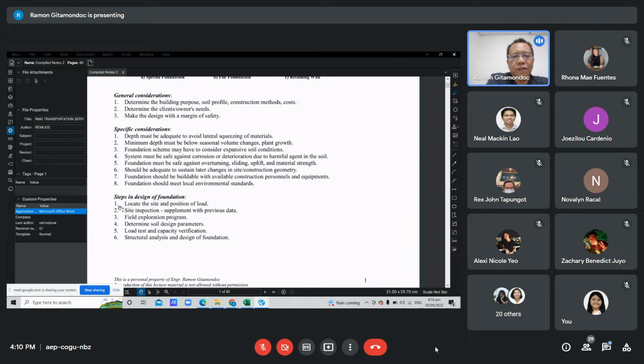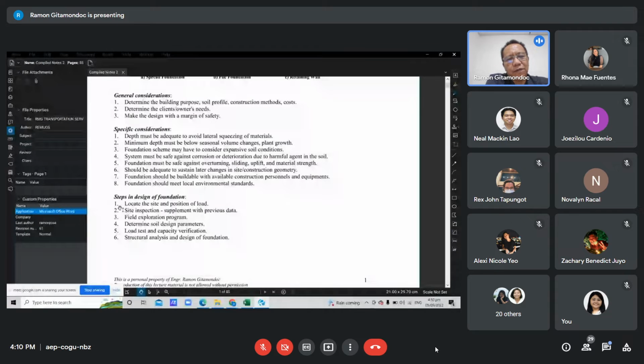Then fifth is regarding the static stability. The foundation must be safe against overturning, sliding, and uplift. And of course, the materials. In our case, you have reinforced concrete, which is composed of concrete and steel. So your concrete should be of adequate strength so that it can support the compressive stress. If not, then we have to provide steel reinforcement to carry the tension.